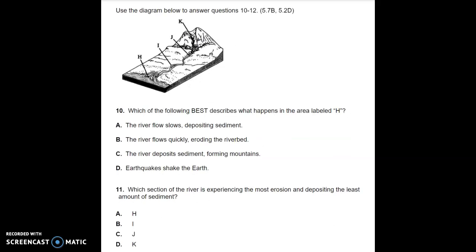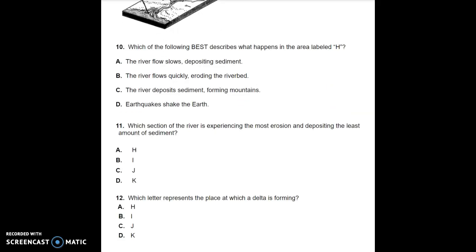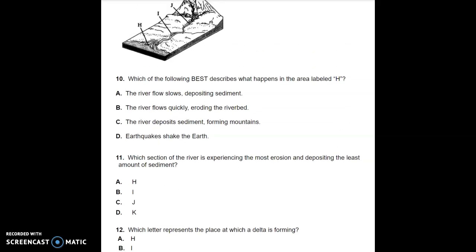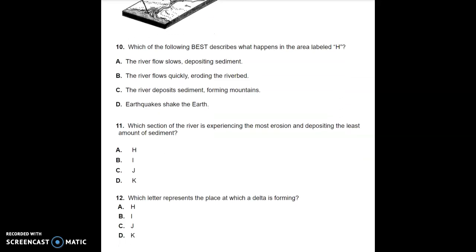Question 11. Which section of the river is experiencing the most erosion and depositing the least amount of sediment? A. H. B. I. C. J. Or D. K. Question 12. Which letter represents the place at which a delta is forming? A. H. B. I. C. J. Or D. K.